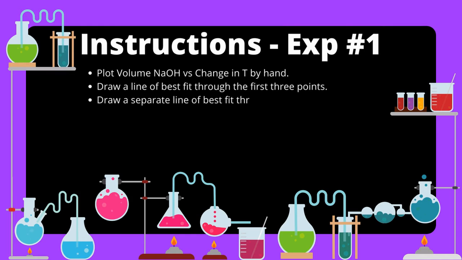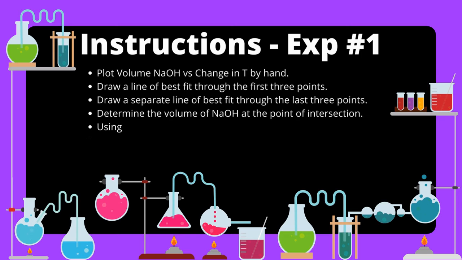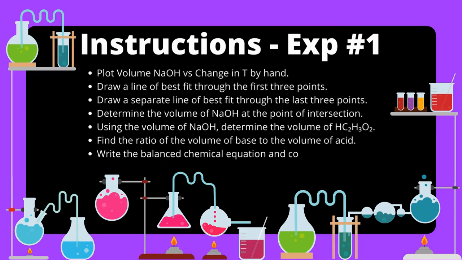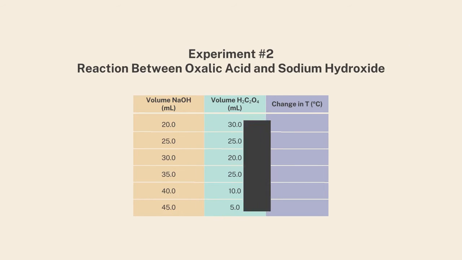Draw a line of best fit to the first 3 points and draw a separate line of best fit to the last 3 points. Use those lines of best fit to determine the volume of NaOH at the point of intersection. Using that volume, determine the volume of acid. Find the ratio of the volume of the base to the volume of acid, and then write a balanced chemical equation and compare the value you got for the ratio of volumes to the molar ratios you're going to get.